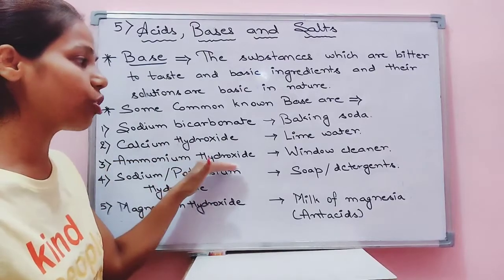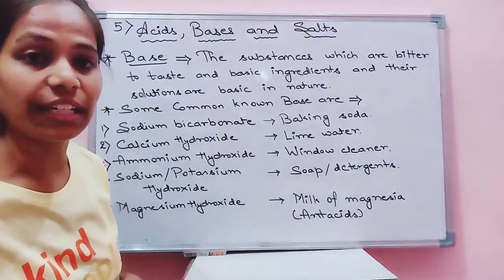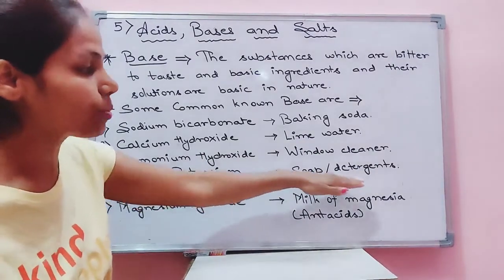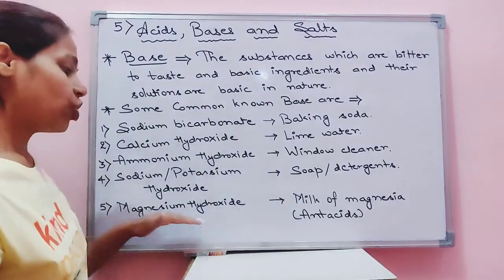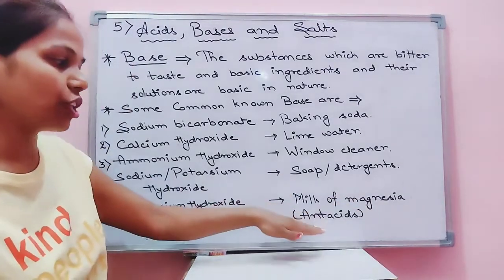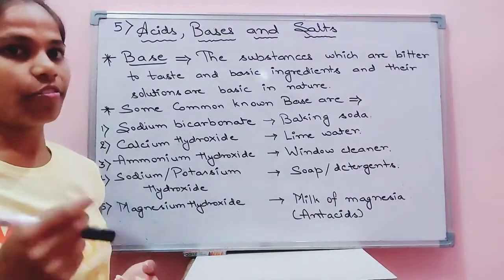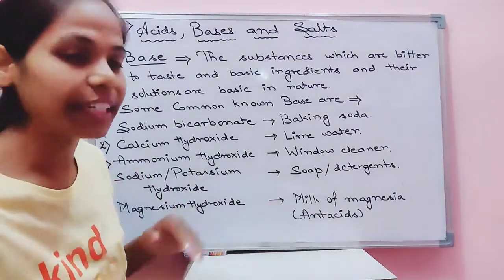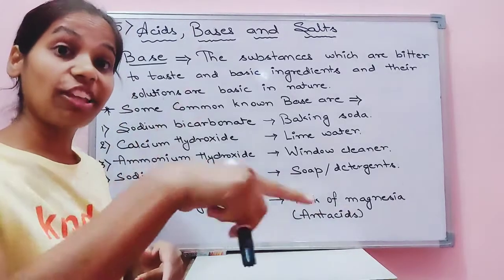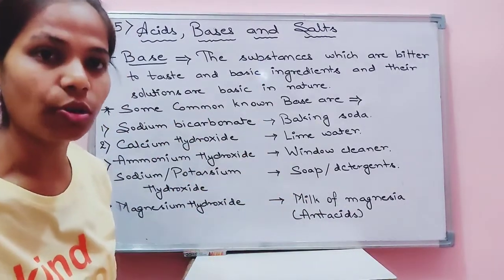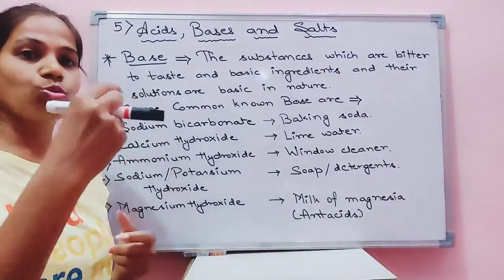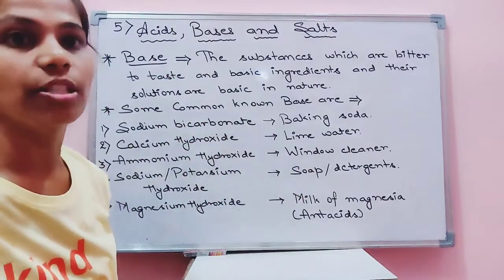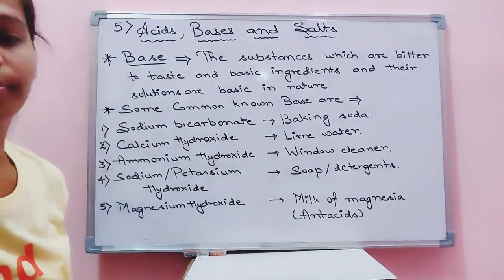Next is ammonium hydroxide, which is found in the window cleaner substances. Sodium and potassium hydroxide is found in the soaps and detergents. Magnesium hydroxide, which is found in milk of magnesia, also known as antacids. Fine, children. If you had seen ENO, okay, that is a kind of antacid. Means it kills the effect of acidity in the stomach. Okay, antacid. It neutralizes the effect of an acidic substance in the stomach.